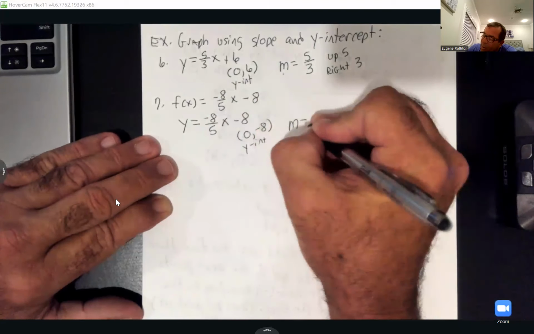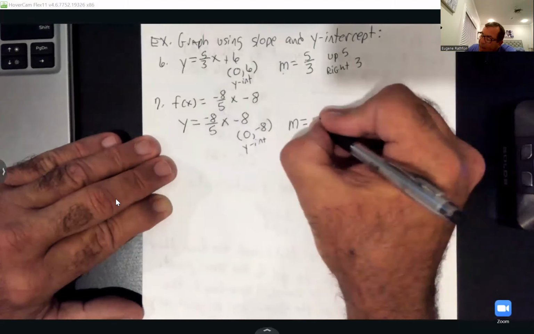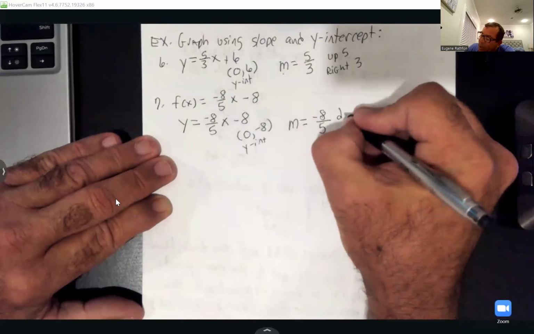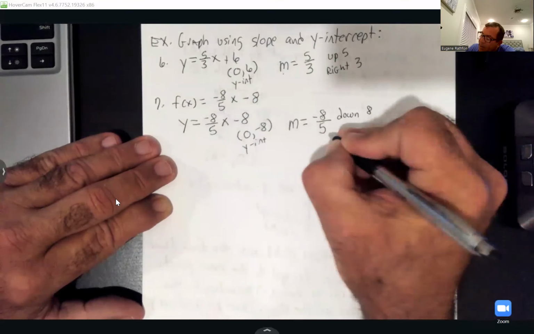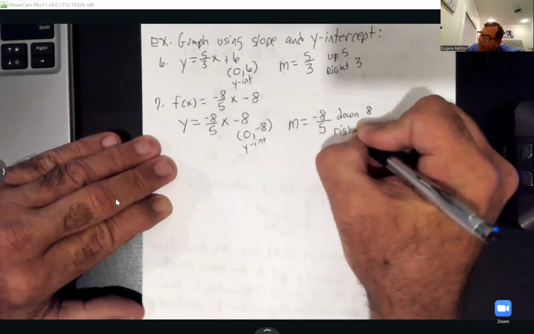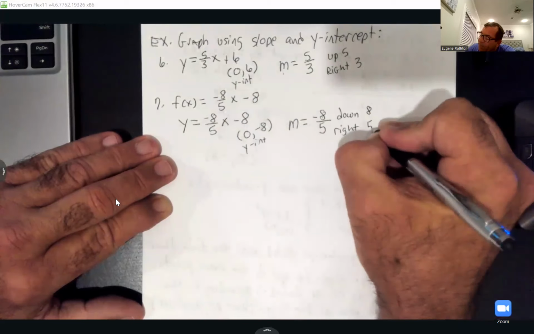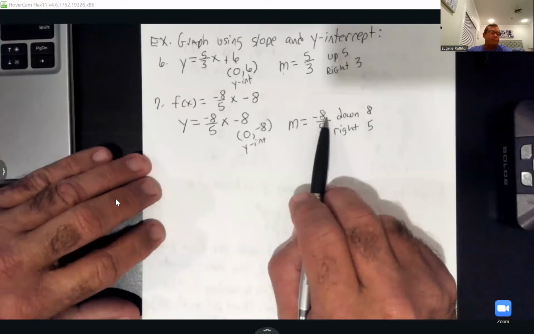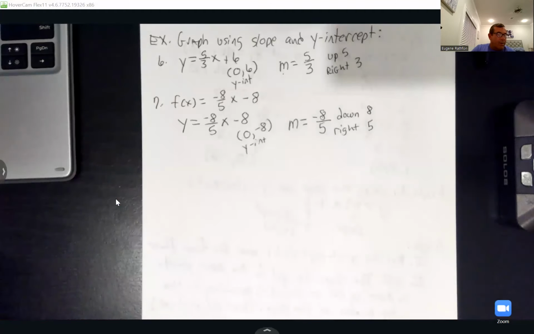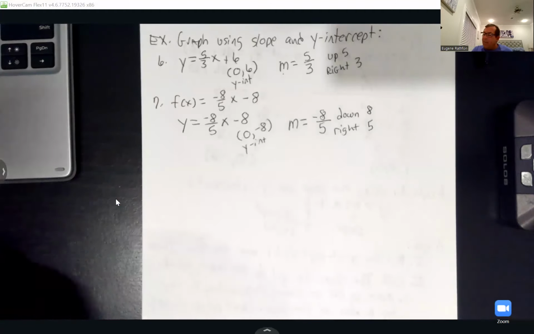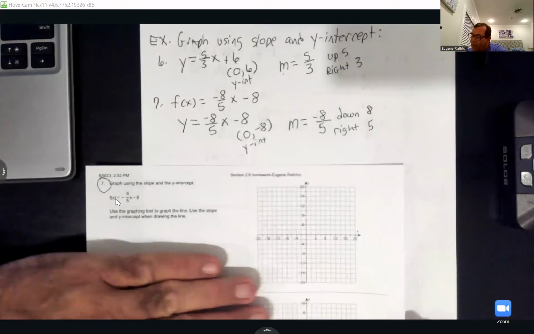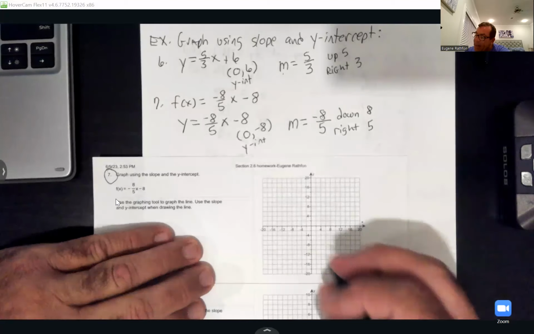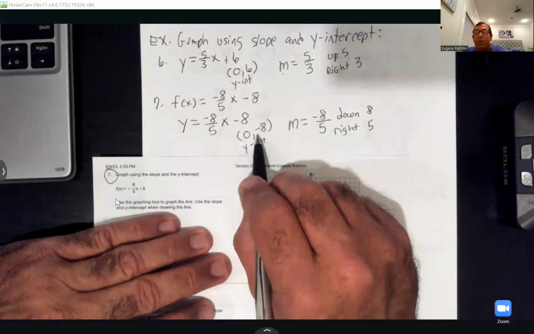My slope is -8/5. So -8/5 means I'm going to go down 8, but the 5 is still positive, so it's going to go right 5. So the negatives go to the top, okay? So let me graph this on the math lab paper here for us on this one. So this is the one I'm doing, the -8/5 x minus 8. So my y-intercept is 0, -8.